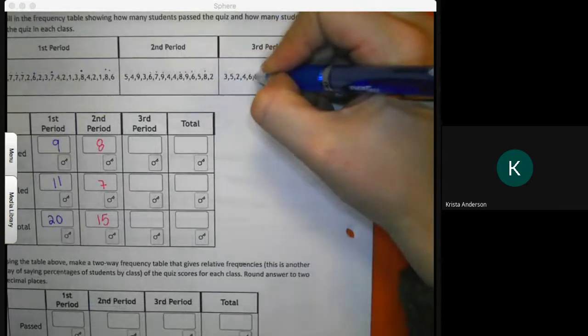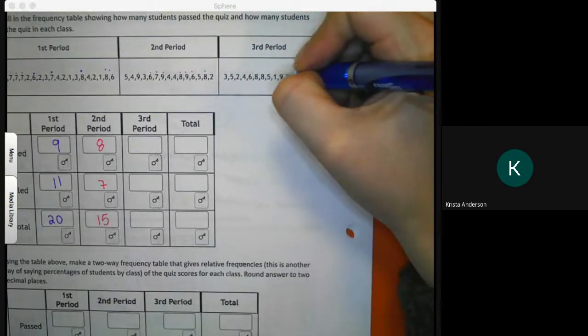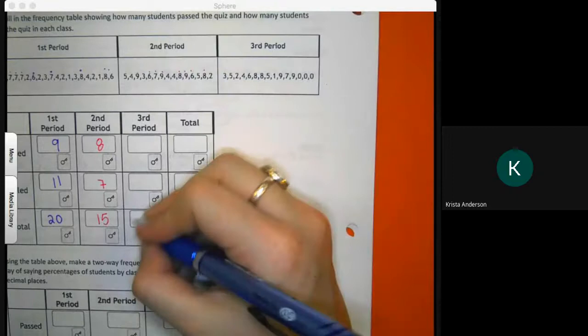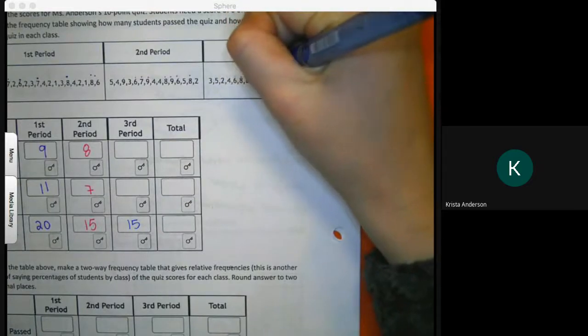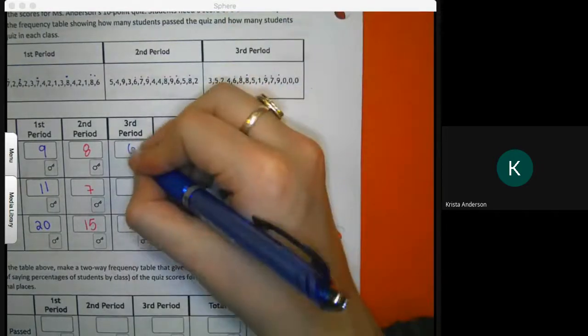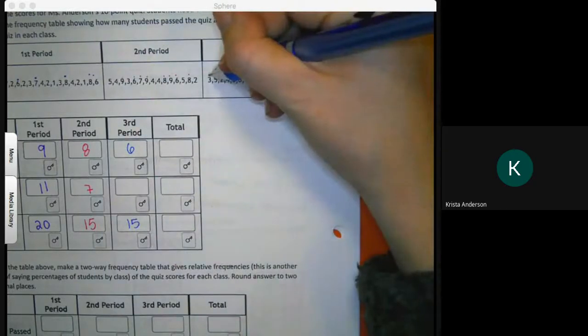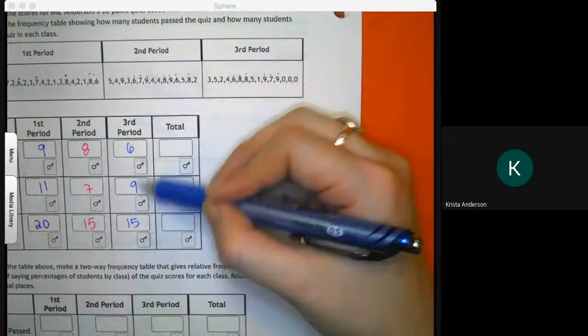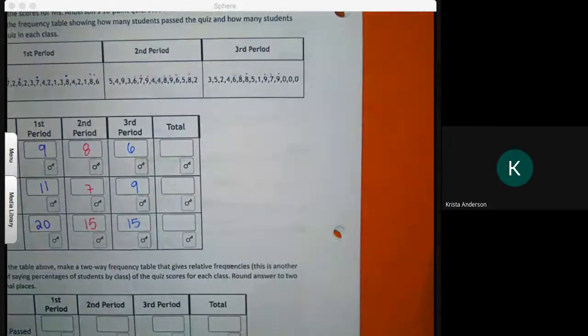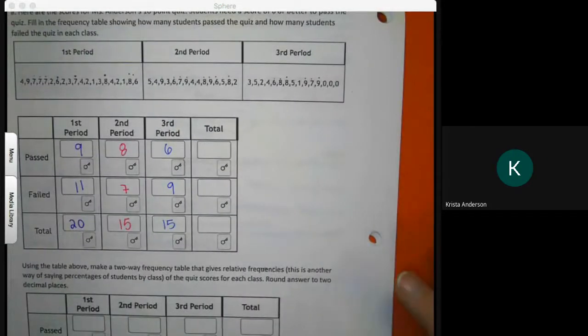Third period. 15 students tested. Passed, 6. Below 6, 9. I check. That adds up to 15. I then need to find the totals. So the total that passed and the total that failed.